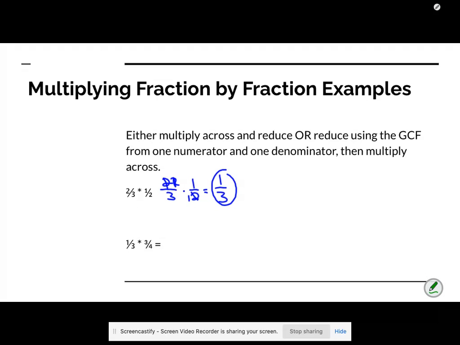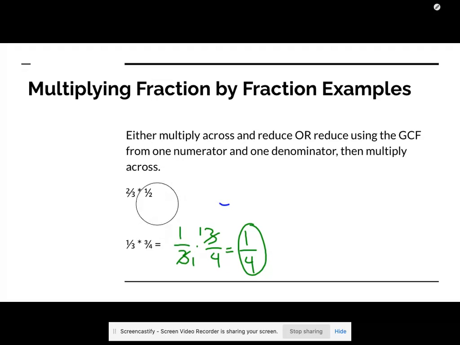So going on to the next one, 1/3 times 3/4. So what is 1/3 of 3/4? I can see here 3 and 3 go into each other one time. So 1/4 ends up being the answer, or a quarter. So 1/3 of 3/4 equals a quarter, or 1/4.